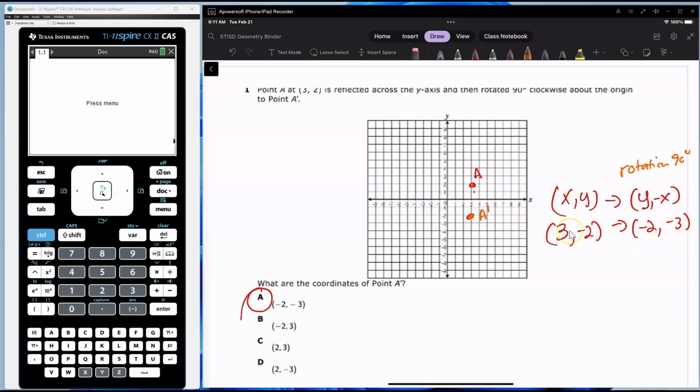So it ends up negative 2, negative 3, right here. That's going to be A double prime. I use prime here because that was the first one. That was the first transformation. That was a reflection. And then we went ahead and rotated that.